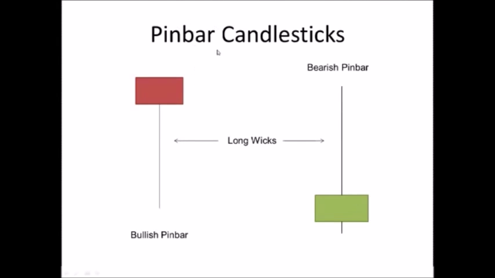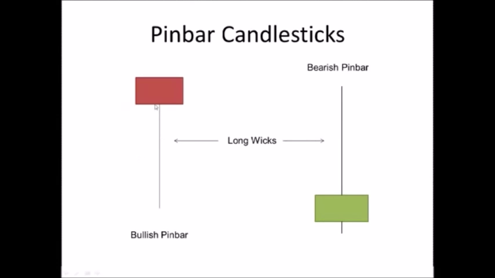So what are pin bar candlesticks? Pin bar candlesticks are identified by their small body and a large wick on either the upper side or lower side of the candle. For example, this candle has a very small body and a long lower wick. This candle has a very small body and a long upper wick. It doesn't matter if there is a small wick on the other side of the body, as long as there is a long wick on one side of the body and the body is small.